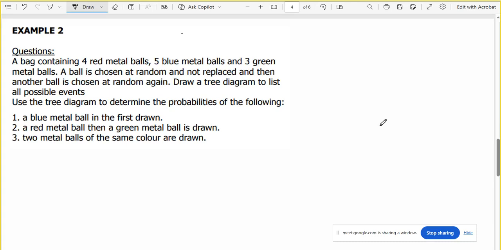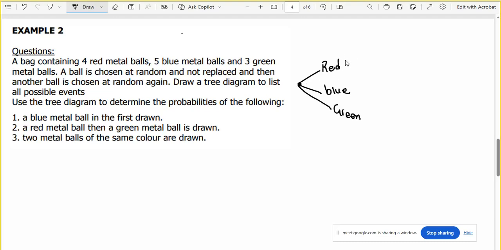Draw a tree diagram to list all the possible events and use the tree diagram to determine the probabilities of the following. So far we know that the first one is red, the second one is blue, and number 3 is green, because we either get red, blue, or green.